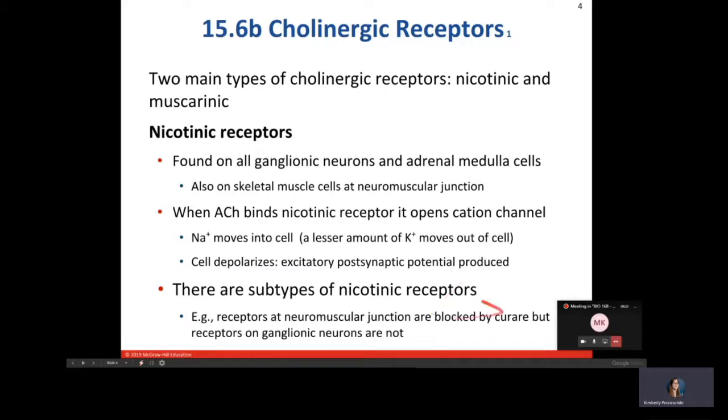When we talk about different pharmaceuticals, different drugs that can affect these effectors, one thing that's important to know is that, as we said before, there are different subtypes of these nicotinic receptors. The receptors at the neuromuscular junction are blocked by a drug called curare. That's only going to get those nicotinic receptors at the neuromuscular junction, but it won't actually block the receptors on the ganglionic neurons.